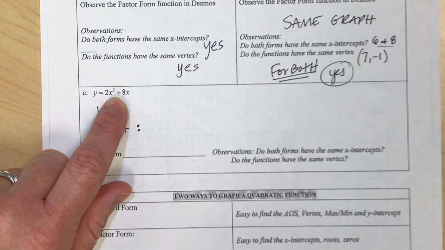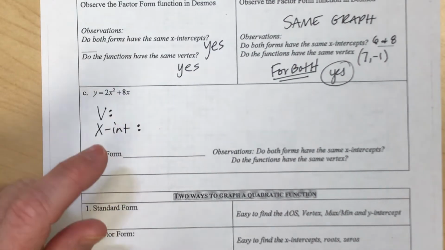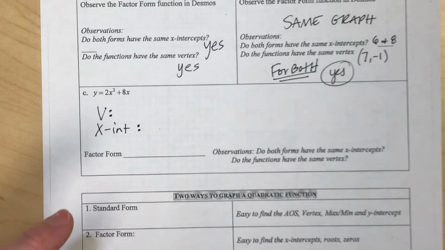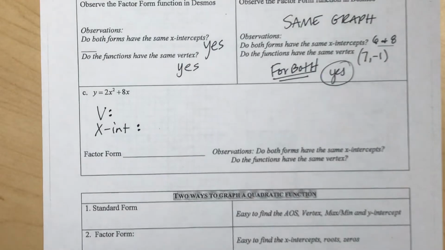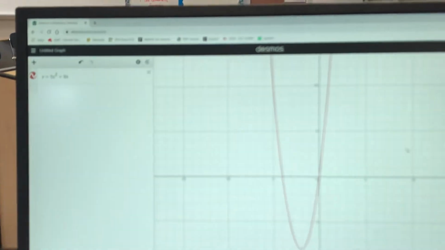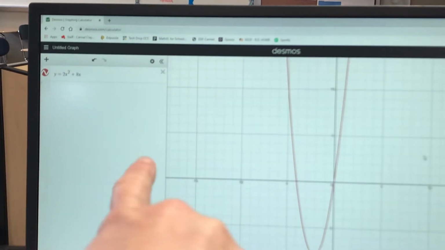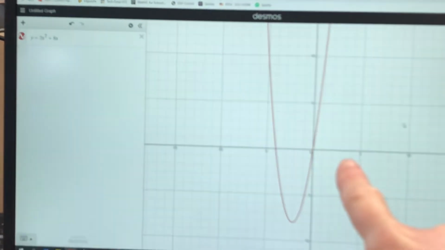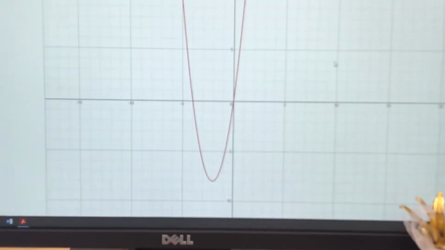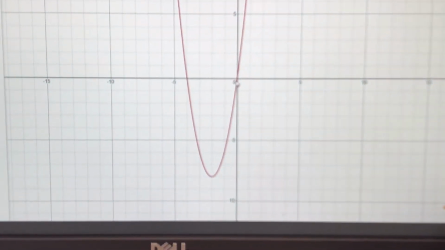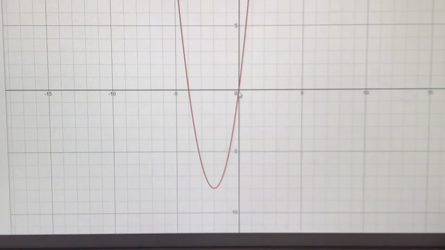I am not so good at typing and showing you guys on the computer, so give me just a second. Here we go. So here is this picture. Again, I'm going to pop you over to my computer screen. Here's 2x squared plus 8x, so I type that in. Here's our picture on Desmos, and if I can just zoom in a hair for you.